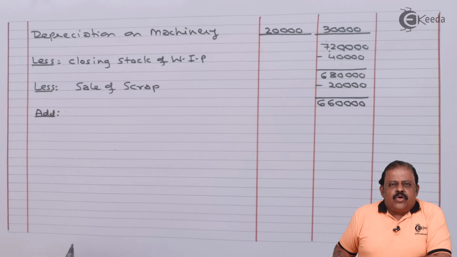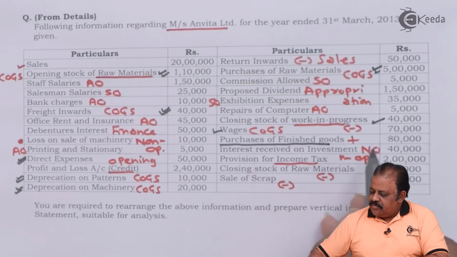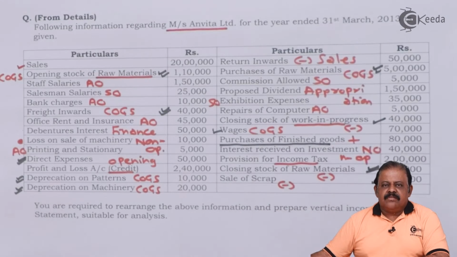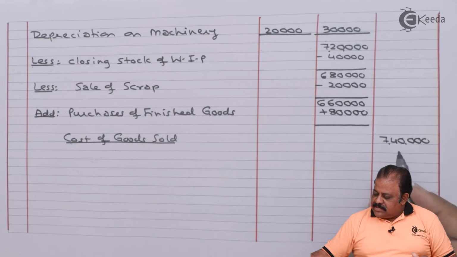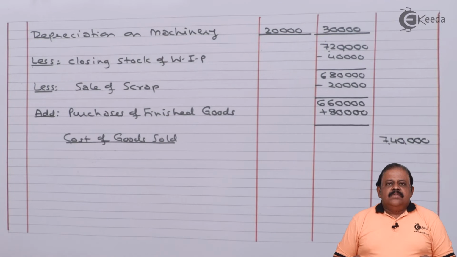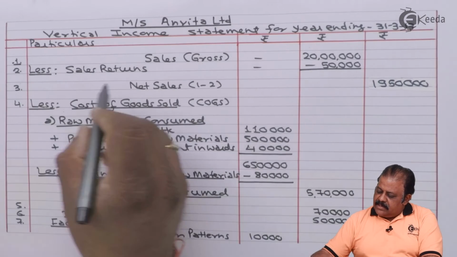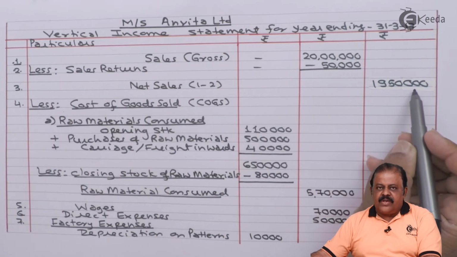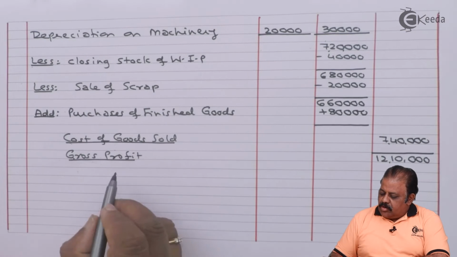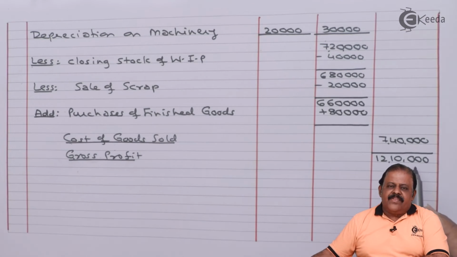We have to add opening stock of finished goods, and if any purchase of finished goods is there. In this question there is no opening stock of finished goods, but we have purchase of finished goods, 80,000. Cost of goods sold we got 7,40,000. This amount will be deducted from the net sales to arrive at gross profit. Net sales we have 19,50,000. We got gross profit 12,10,000.